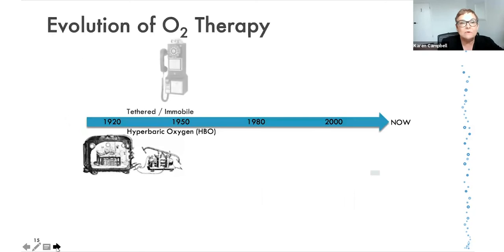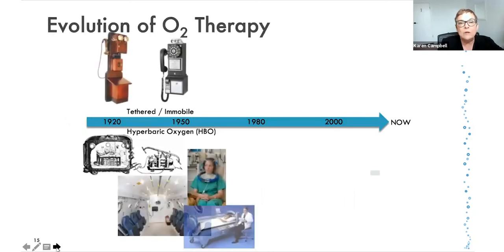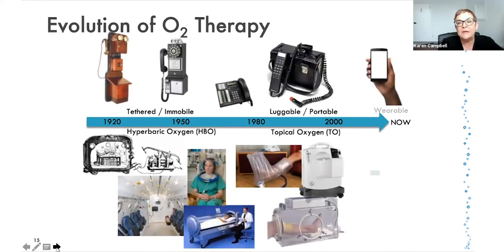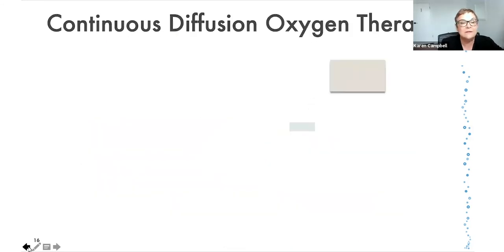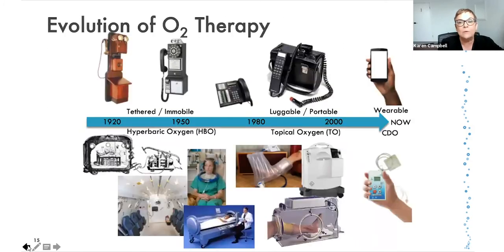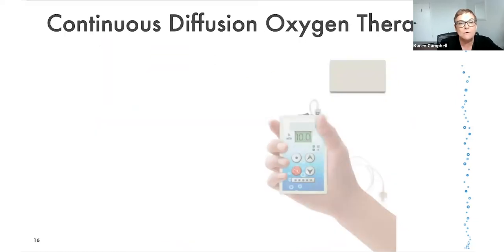So what is the evolution of oxygen therapy? We compare it to a telephone because, as you can see, the size of a cell phone is similar to the size of the CDO unit. Got to go back one more time. And so, as you can see, when hyperbarics started in the 50s, you needed to have a large chamber. Patients had to travel, just as we had tethered telephones. And with technology improvements, now we're down to very small, portable CDO units, similar in size to a cell phone.